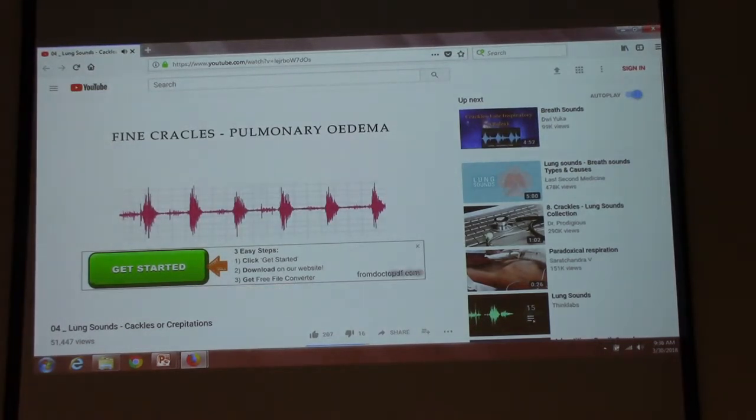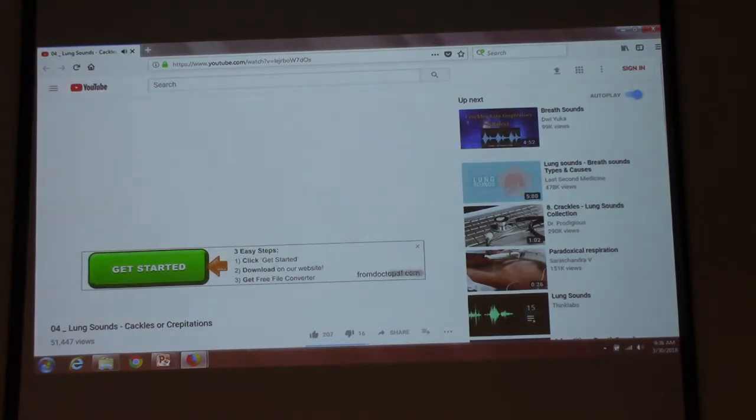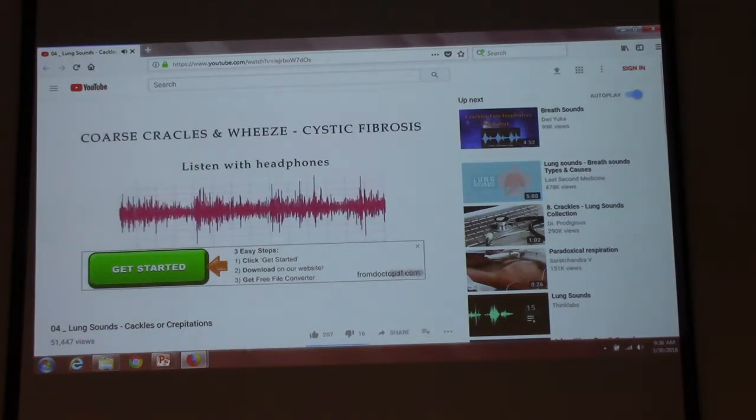Inhale, exhale. You usually hear it on the inhalation phase. Hear that finer, and there's actually some wheeze in there on the exhalation.